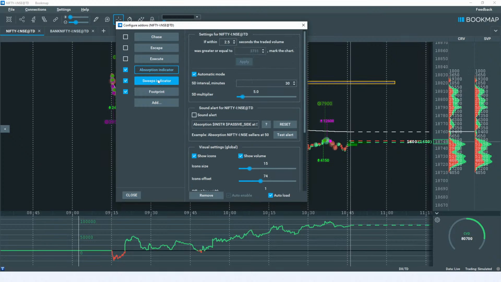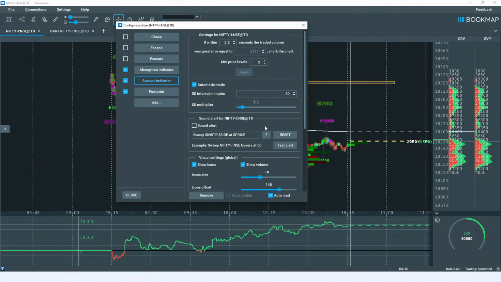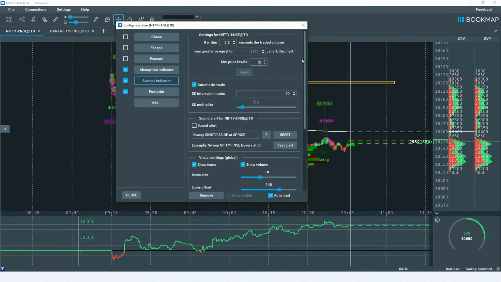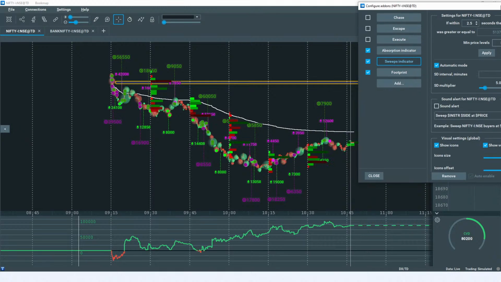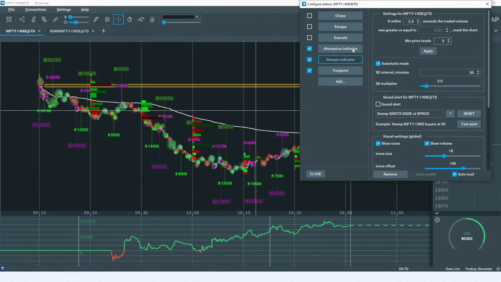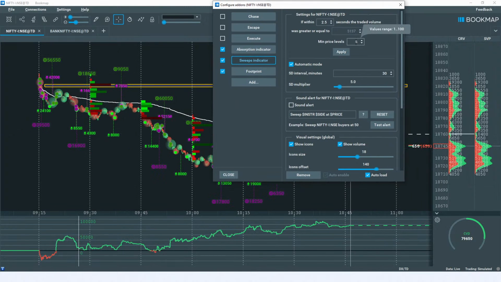But when it goes to the sweep indicator, it looks for multiple price levels. For example, if I increase the price levels from 2 to 5, then it looks for the same condition across a minimum of 5 levels. So at least 5 minimum price levels, meaning 5 points of price movement. That's the basic difference. I want to keep it as 2. That's the basic setting.